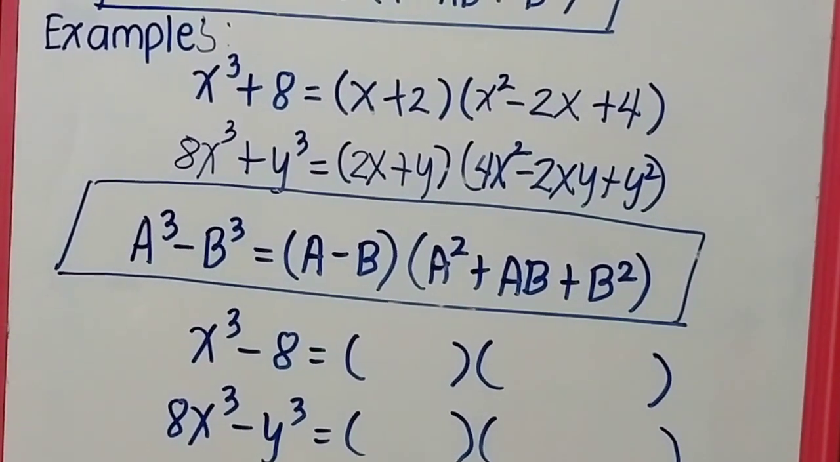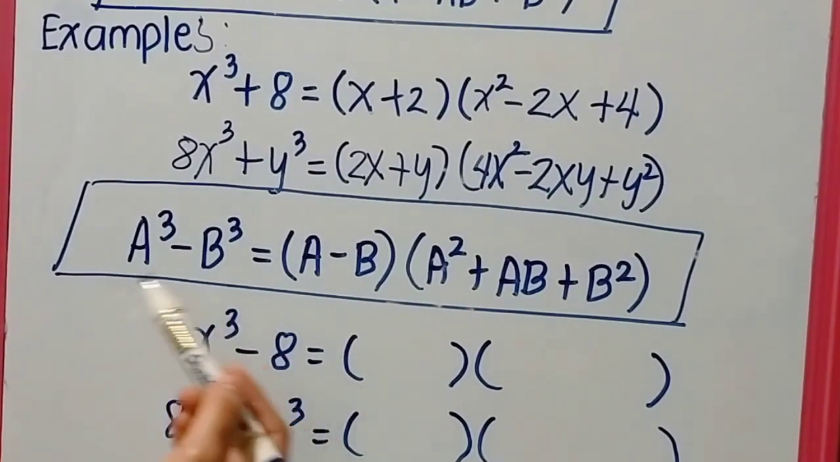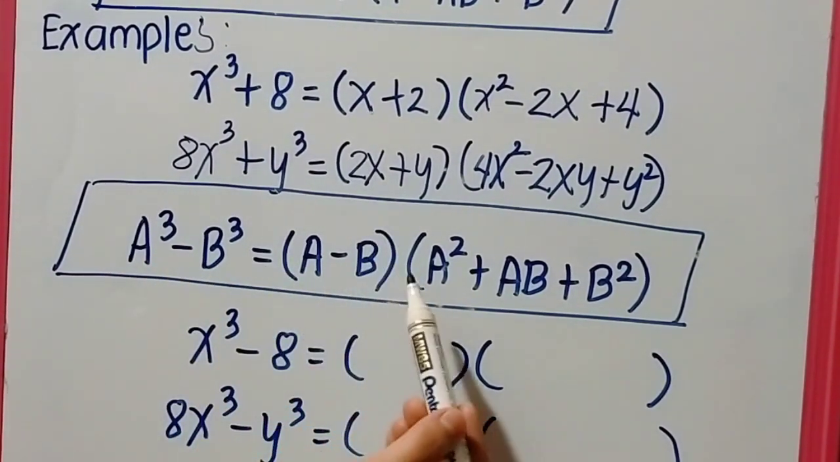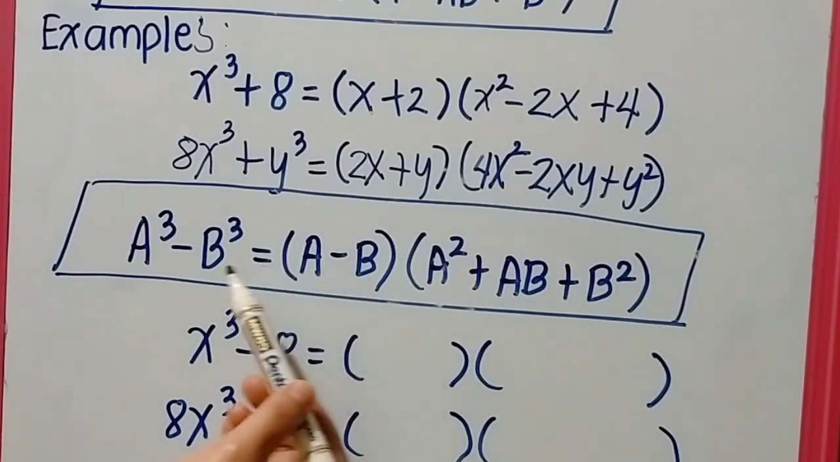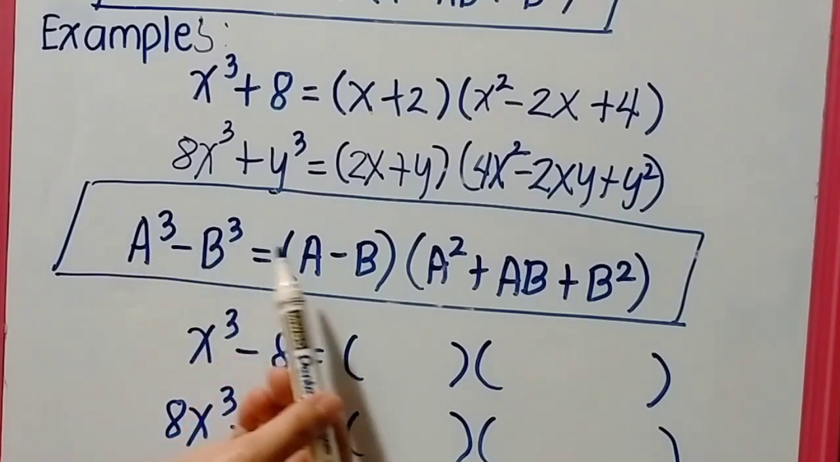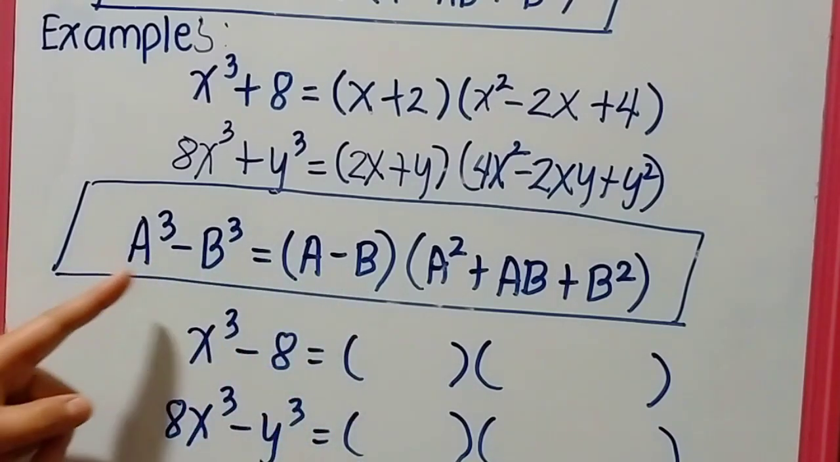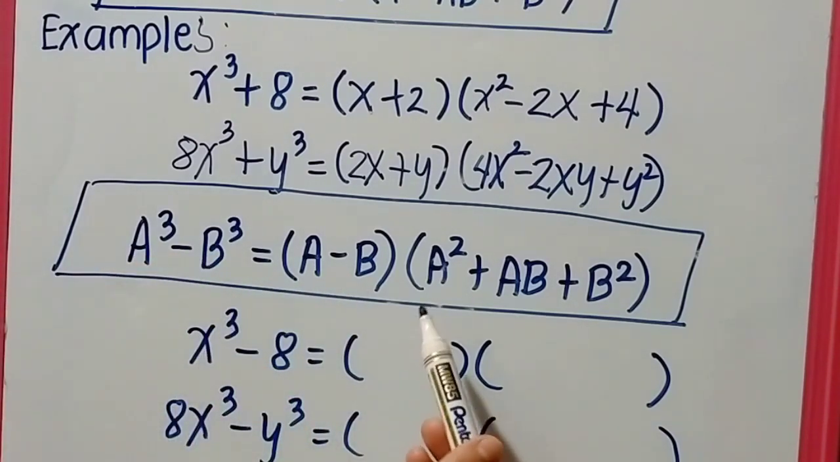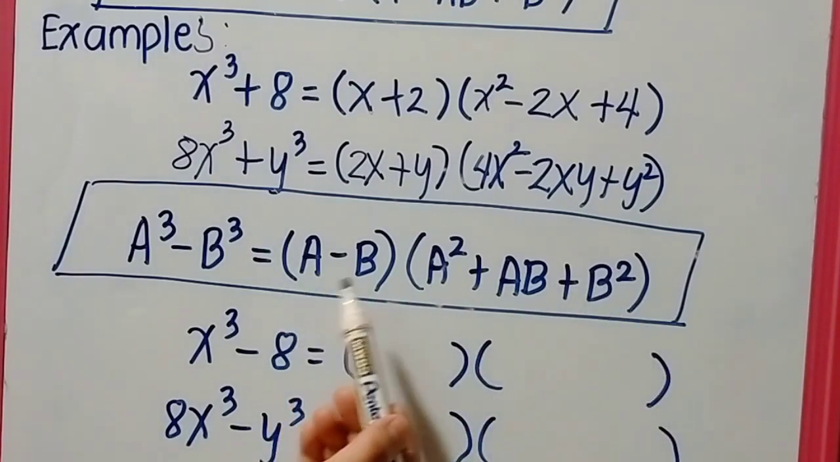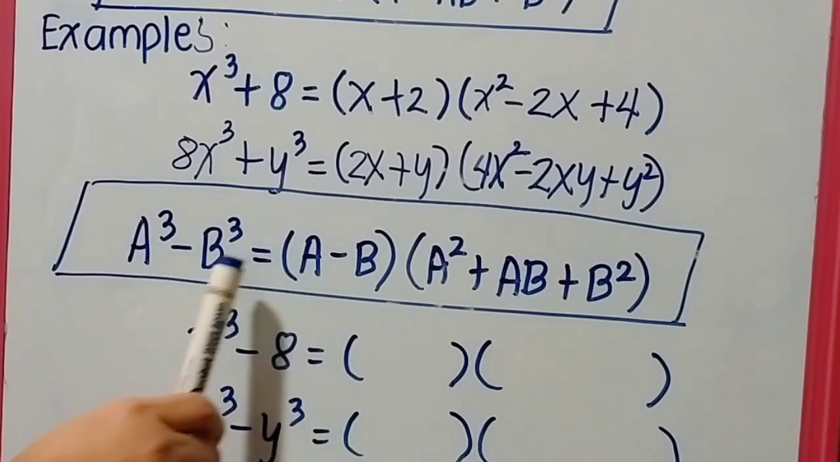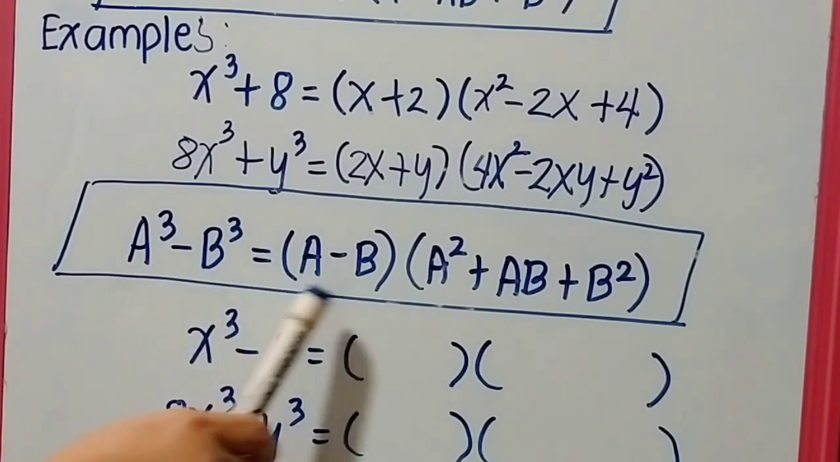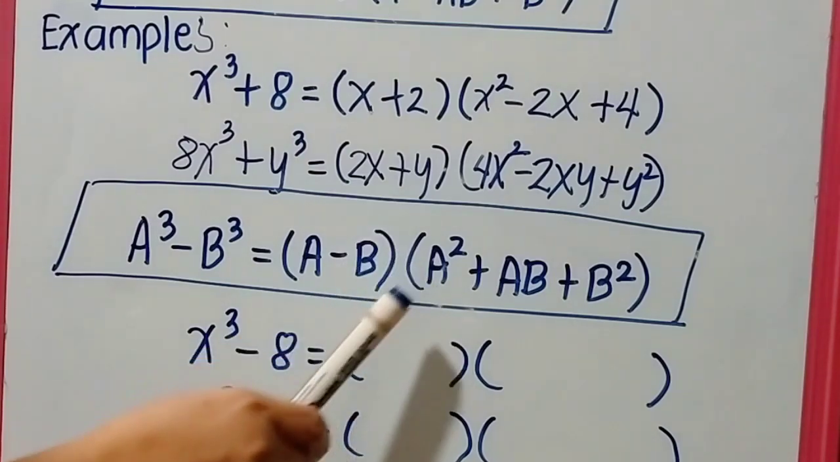So again, the factors of the difference of two cubes will be a binomial and a trinomial. The first factor will be the difference of the cube root of a cube and b cube. The second factor again will be based on the first factor. So as you can see, the cube root of a cube is a, and the cube root of negative b cube is negative b. That will be the first factor.